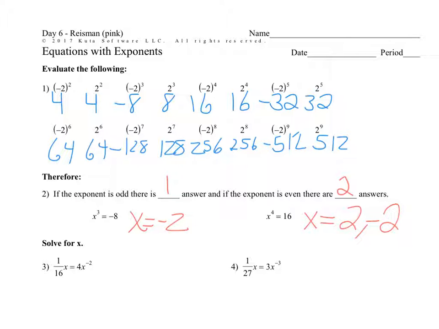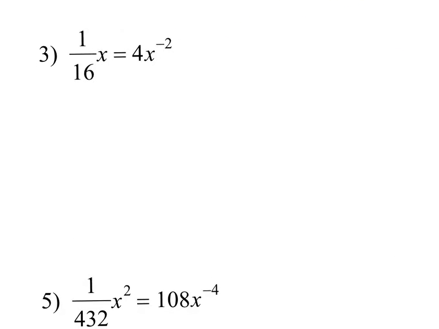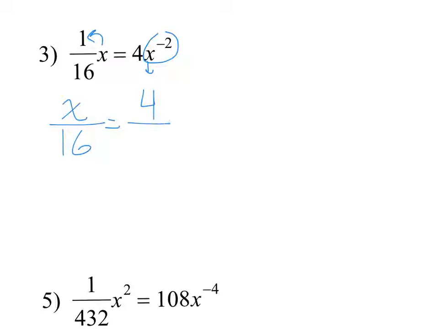So from there, let's try one of these problems. It looks a little goofy. We're going to make it look a lot nicer. So first of all, you can put this x up top. So this is going to be x divided by 16. And then since this x is to the -2 power, we know we're going to bring it down. So I'm going to have 4 over x to the +2.